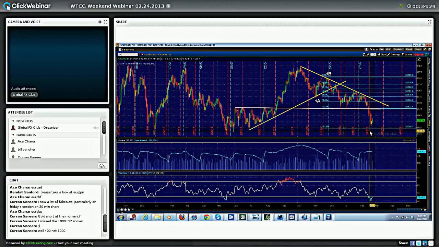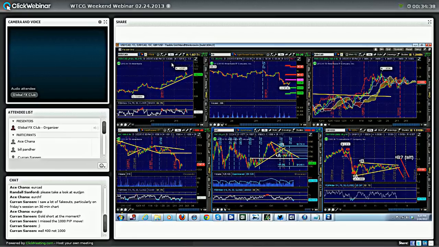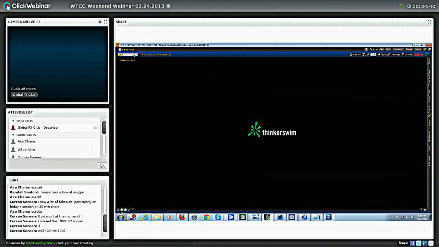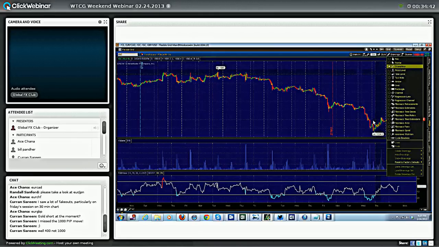I missed a 1,000 pip move. Well, 400, not 1,000. So you have it here. It was a nice continuation move. It looks like it's flagging on the shorter time frames.